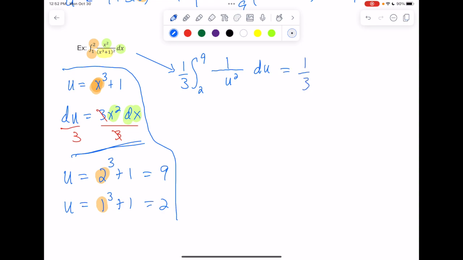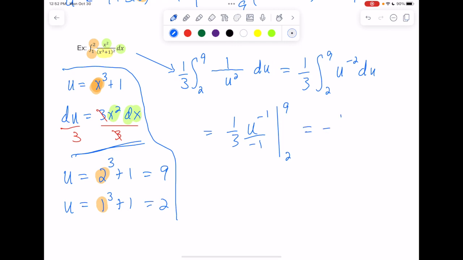And then we just do our antiderivative work. So 1/3, the definite integral from 2 to 9. This is going to be u to the negative 2. That's now set up to use the power rule. So I have the 1/3. Use the power rule, add 1 to the power becomes negative 1. Divide by the new power, negative 1. Evaluate that from 2 to 9. No plus c on definite integrals. So just simplifying a little bit, we have negative 1/3 times 1 over u evaluated from 2 to 9.